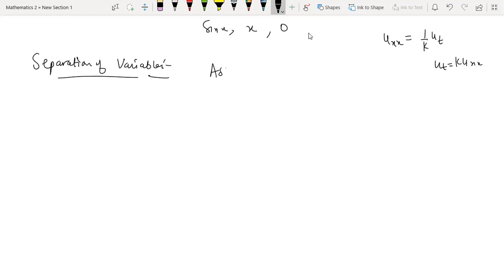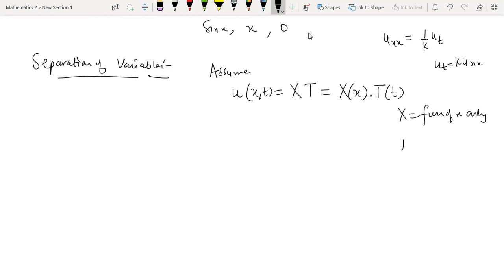So what is the first step? You have to assume your solution is like capital X into capital T, where capital X is purely a function of x and capital T is a function of t only. So small x is denoting the space, small t is denoting the time. So we assume according to the method of separation of variables that this is going to happen.